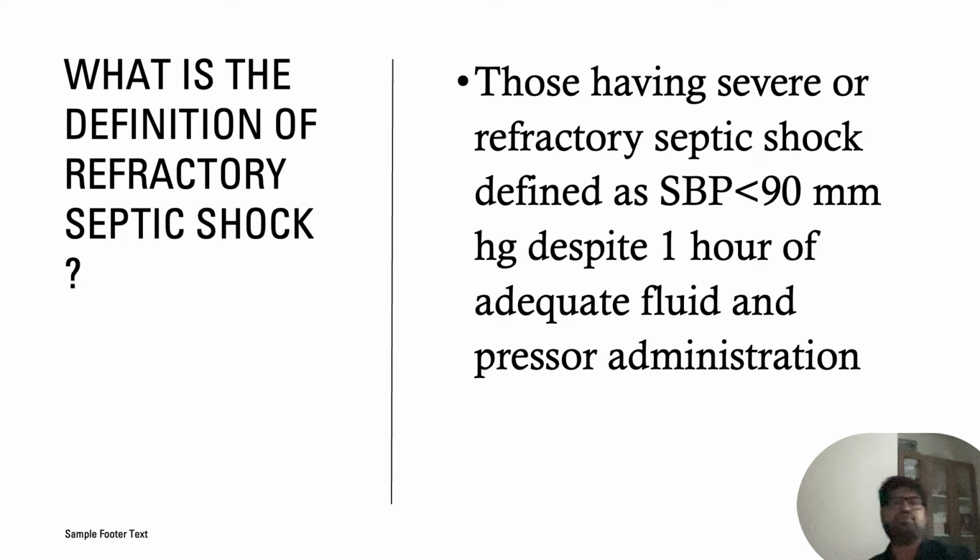And what is refractory septic shock? That is those who have severe refractory shock with systolic blood pressure less than 90 millimeter Hg despite 1 hour of adequate fluid resuscitation and pressure support. That is what would be a refractory septic shock. Now they've added, last year, the noradrenaline dose also, for a few hours. So that is an update from last year's guideline. The point being that when you have a refractory septic shock, you should consider giving glucocorticoids.